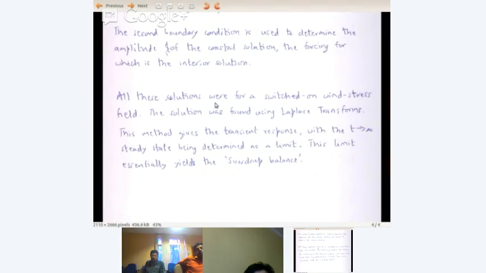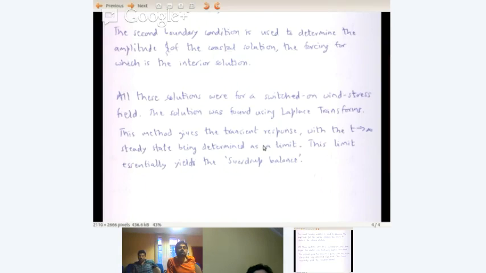We found all these solutions for a switched on wind stress field, theta of t. The solution was found using Laplace transforms. This method gives the transient response. You get a function of time in the solution. So you can look at any time t that is of interest to you. You can look at what happens at the instant you switch on the wind. We saw some particular cases of that. You can see what happens as t goes to infinity.